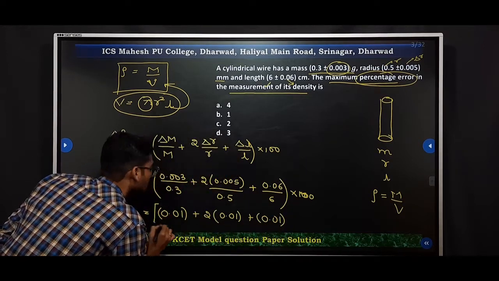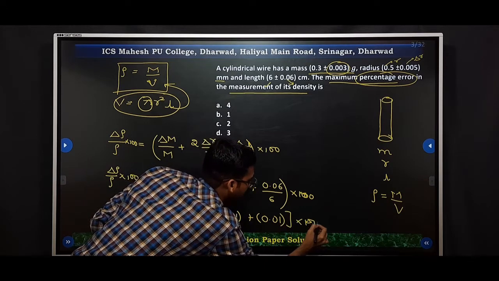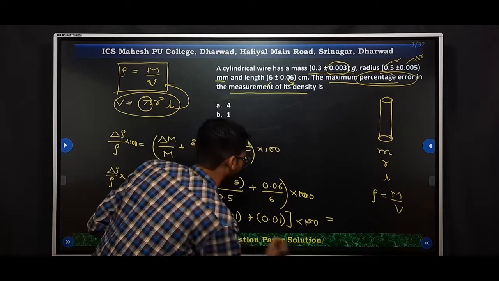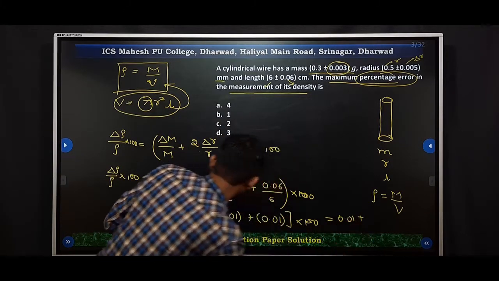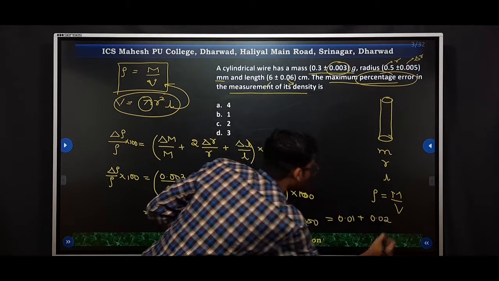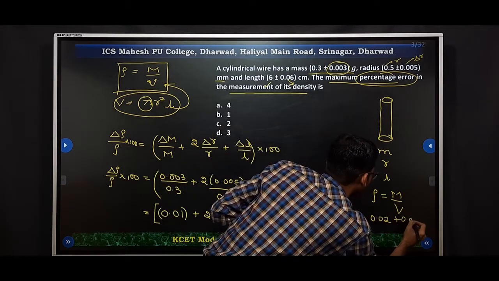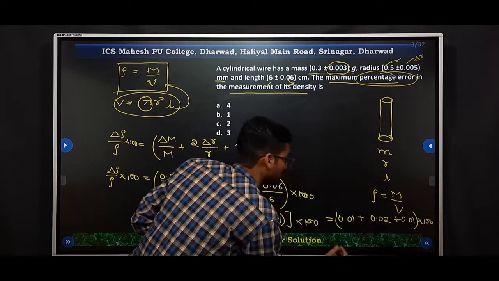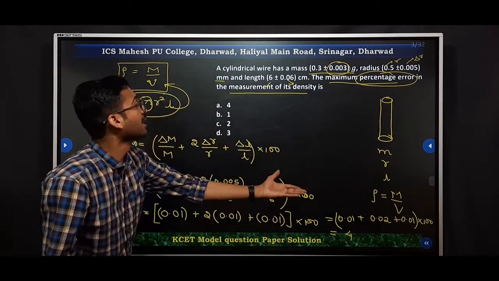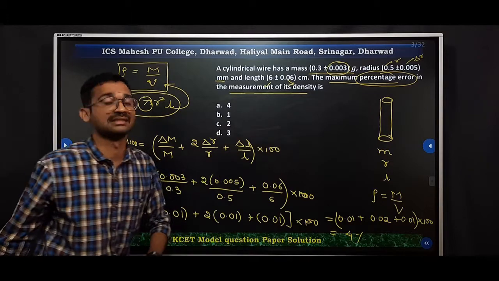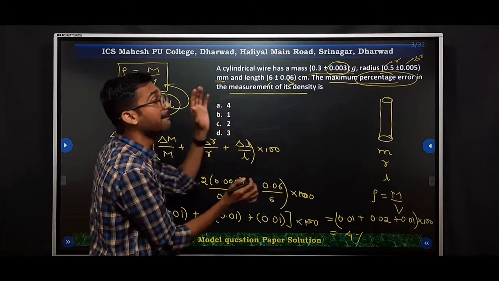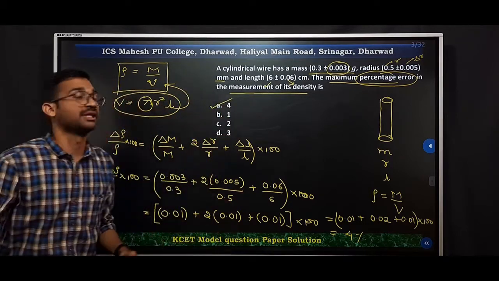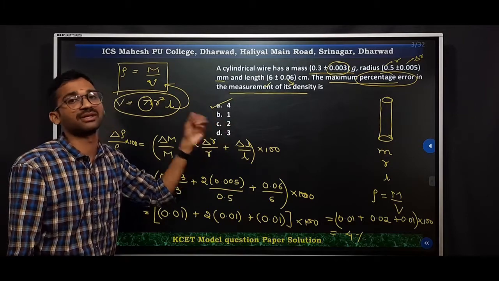Therefore, complete the bracket, multiply by 100 now. Let us solve this completely. Here we have 0.01 plus, again, 0.02 plus 0.01, into 100. On solving this one, how much are we getting as the answer? Very clear, it will be 4% itself. Therefore, for the given question, the maximum percentage error for the given calculation is 4. Therefore, option A is the right answer for the given question.